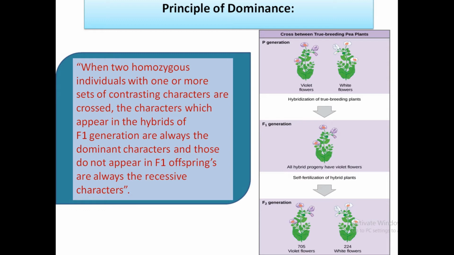The character which appears in the hybrids of the F1 generation is always the dominant character, and those that do not appear in the F1 offspring are always the recessive characters. Here they have crossed violet flowers with white flowers. Now in the F1 we got the violet flower. So we can say that violet is the dominant color in this plant. So the principle of dominance is that the character that appears in the F1 generation is the dominant character.